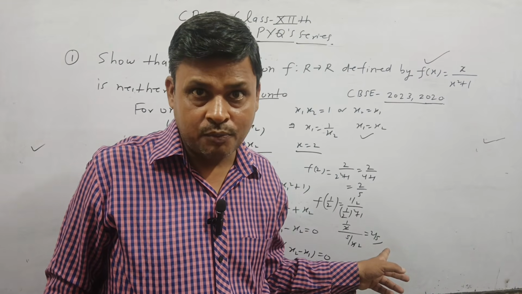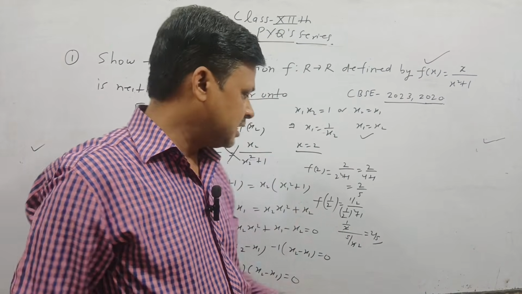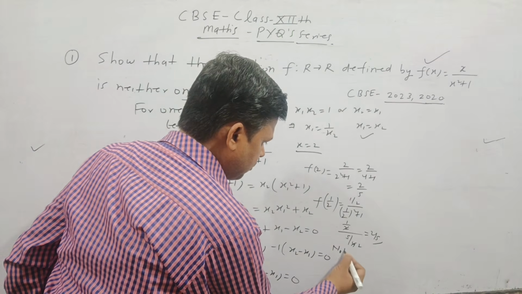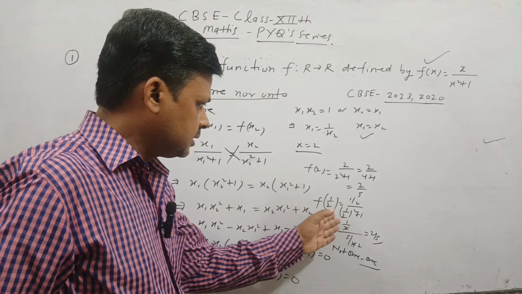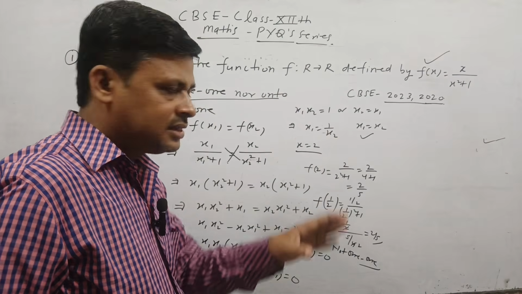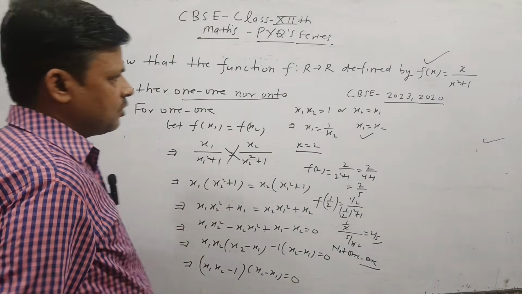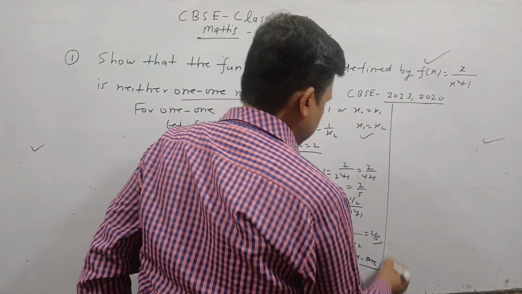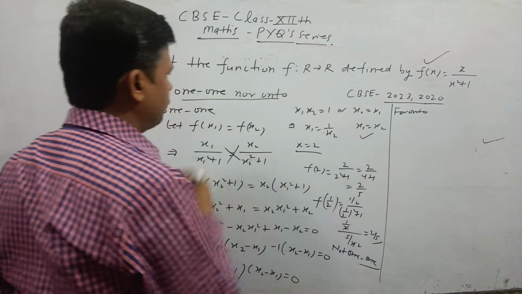This is also the way of proving this. That's why this function is not 1-1. It is clear. This function is not 1-1. This is another way of proving that this function is not 1-1. So I have shown the two ways, and now for onto, let us consider what we have to do.